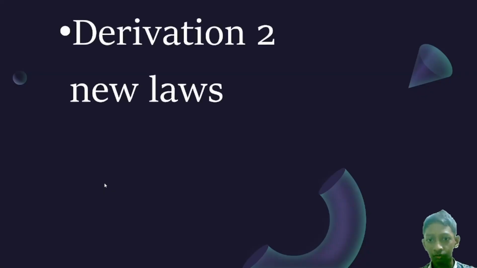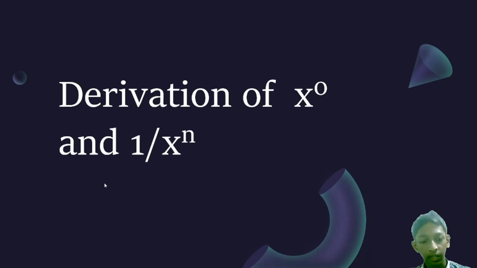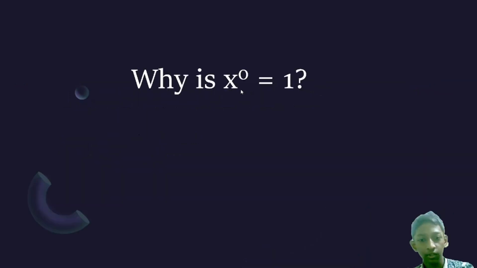In this video, we will derive two new laws, and those laws are x raised to the power of 0 and 1 by x raised to the power of n. Why is x raised to the power of 0 equal to 1? In the last three parts, we learned that x raised to the power of 0 is equal to 1, and that is what the law of exponents says. But why is it equal to 1?